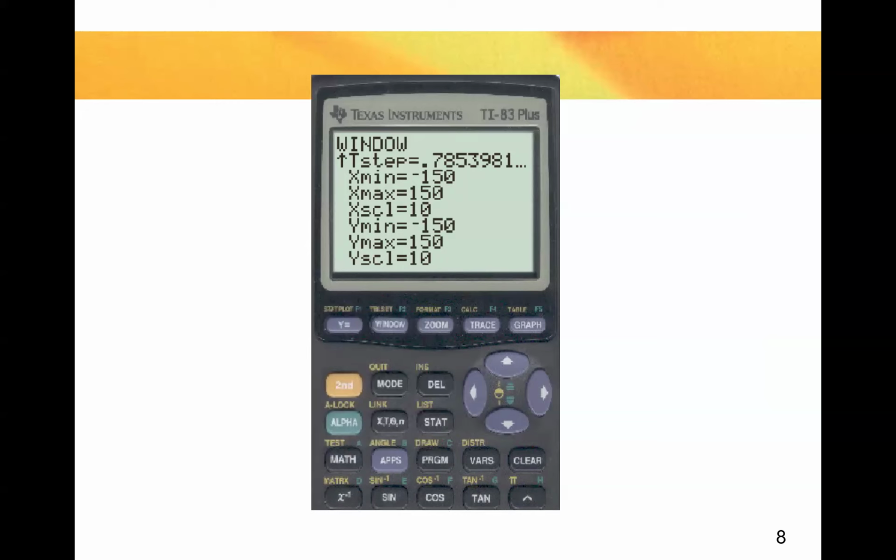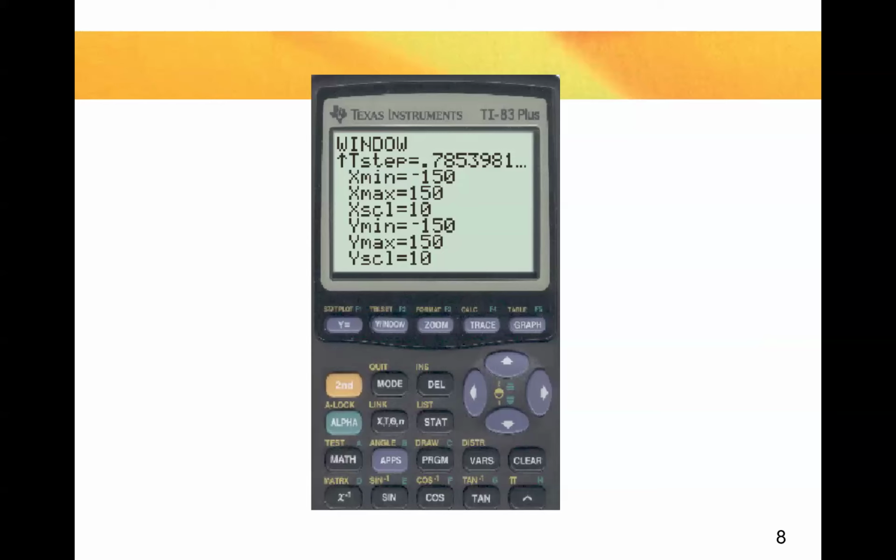And then X will be negative 150, right? Delete that one right there, because you put in a negative sign but no number afterwards. That's why. Let's go up here, and click enter.